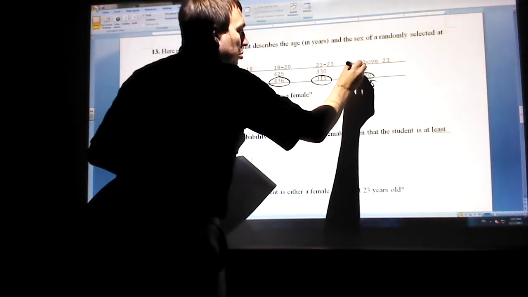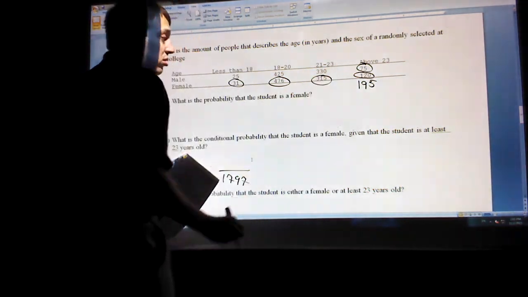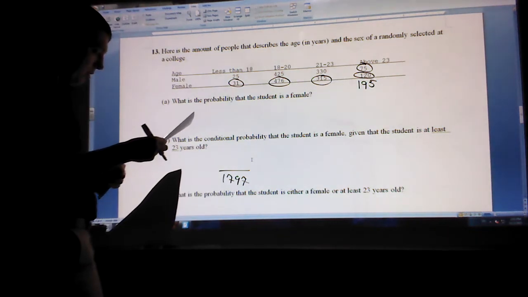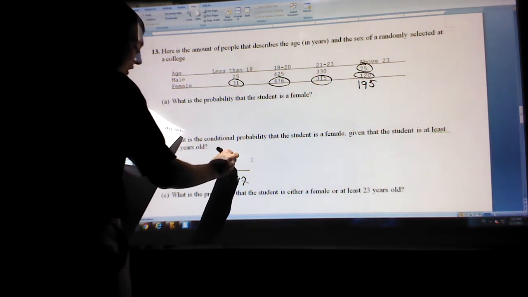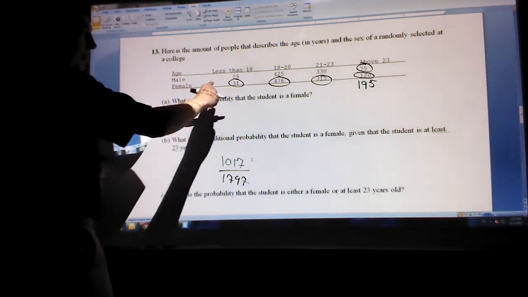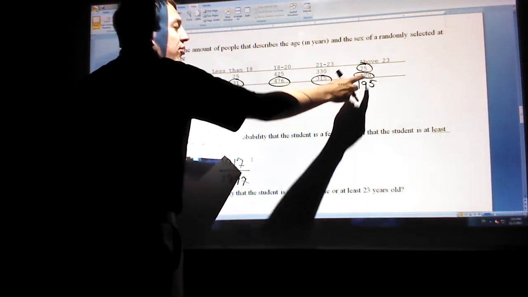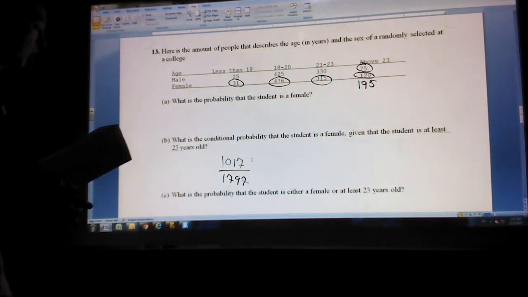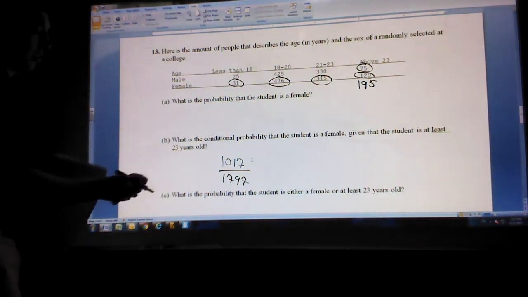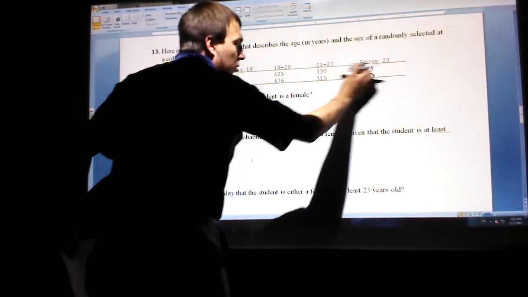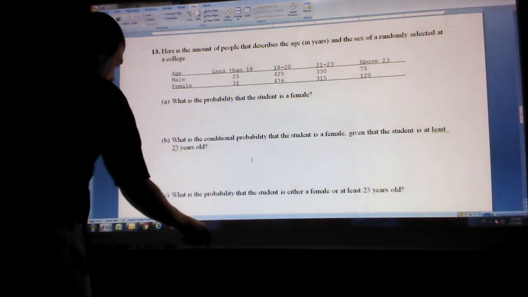So it would be this group. Those five numbers added together, I believe, make 1,017. So females, and then this one, making sure we do not count that 120 twice, we only want to count it once. So there's probability with a table. And then moving on to dice.